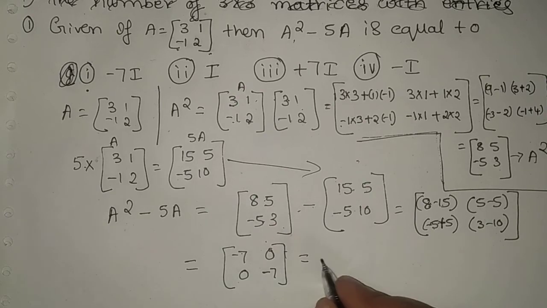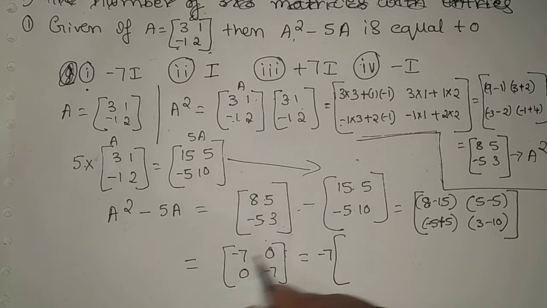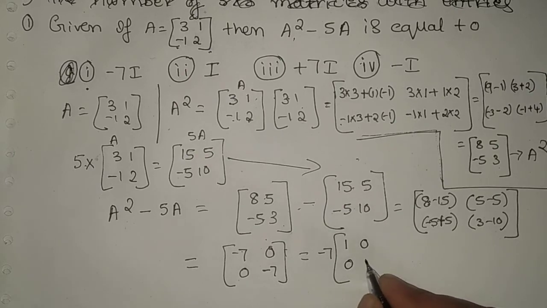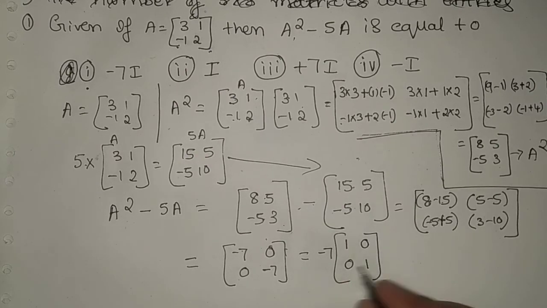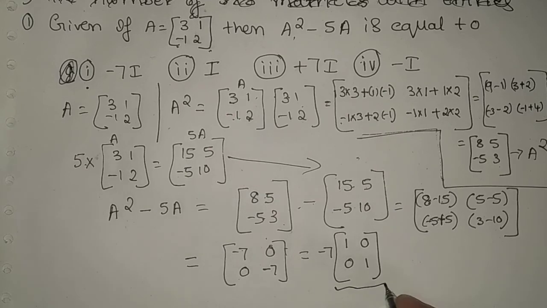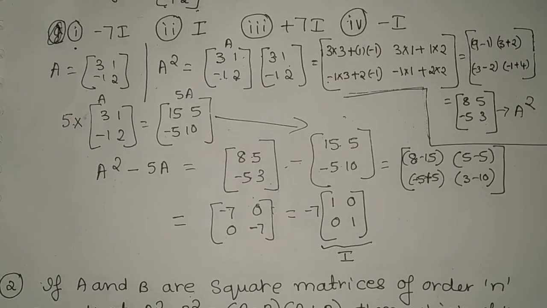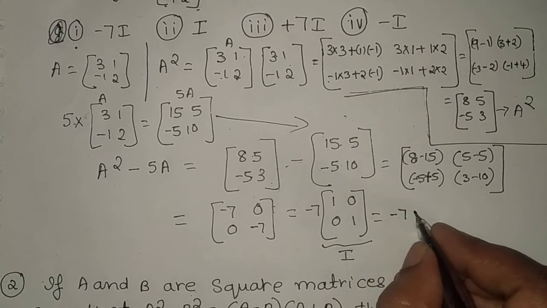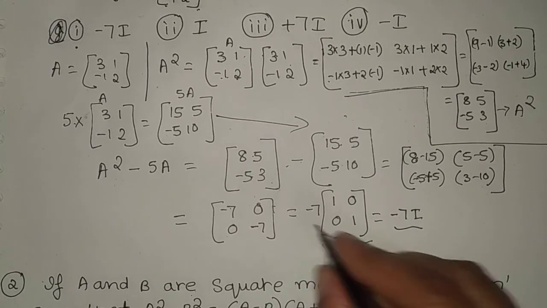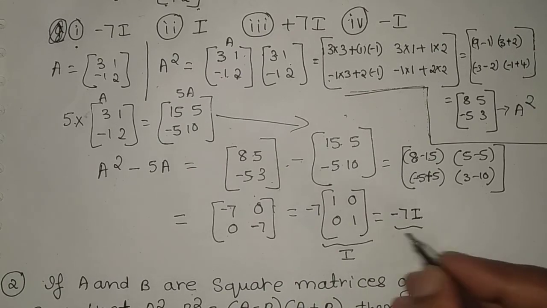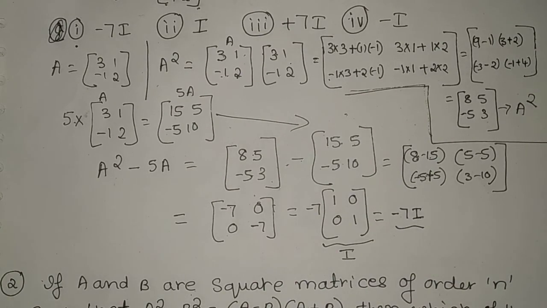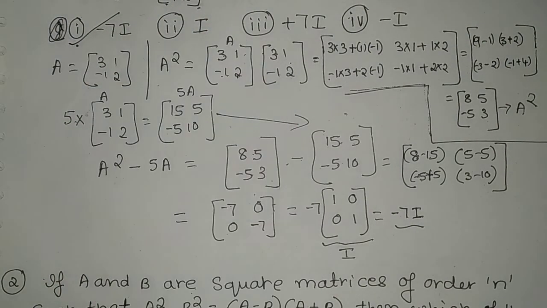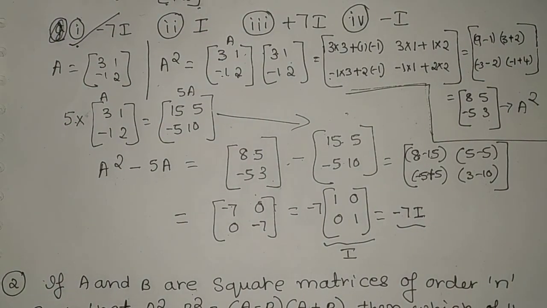Now we will take minus 7 outside. Then what remains here is 1, 0, 0 and again 1. So this is an identity matrix, so replace this by I. So we can write this as minus 7 into I. Minus 7 is outside the bracket and I is the identity matrix. So which option is correct? Option A, or option 1, is the correct answer.